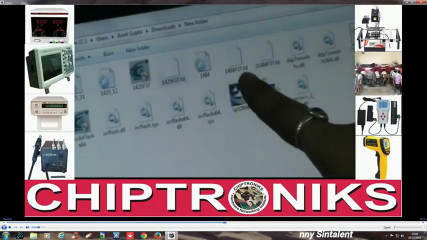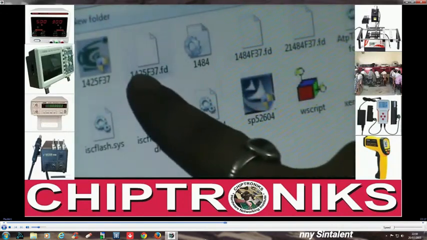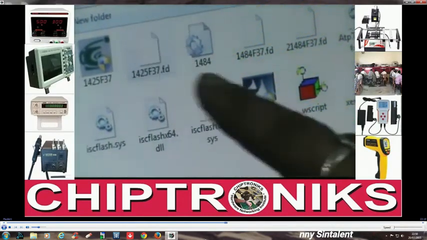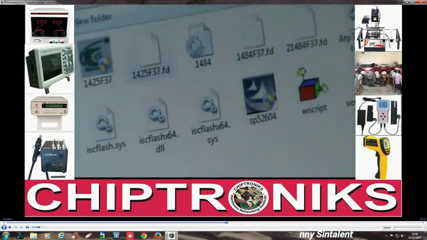this is the .fd format, extension name .fd. Here is also extension name .fd, and here is also extension name .fd. It means inside this exe file, 3 different kinds of BIOS file are available. Now which one is our BIOS file?